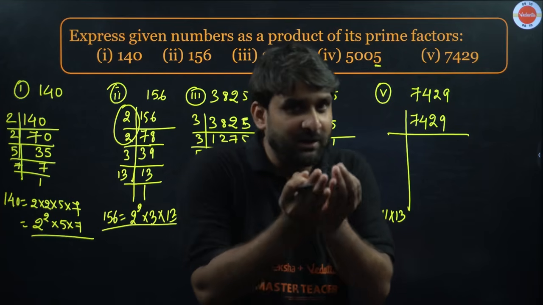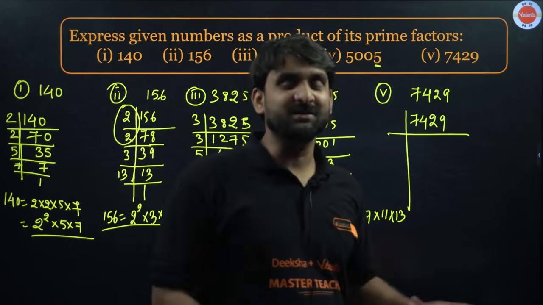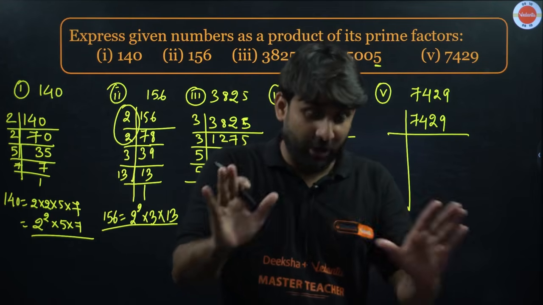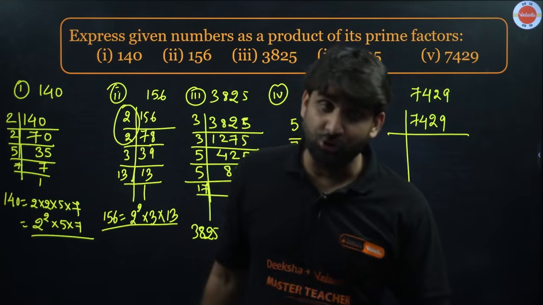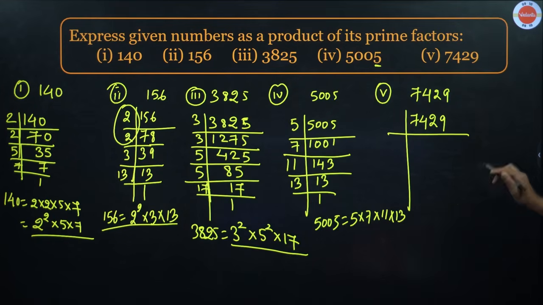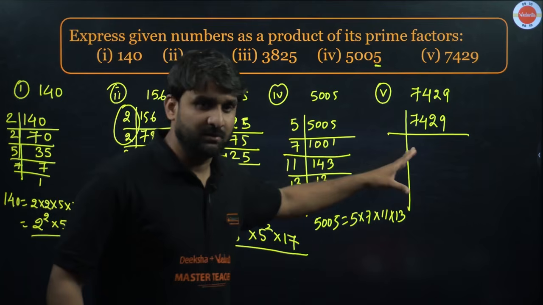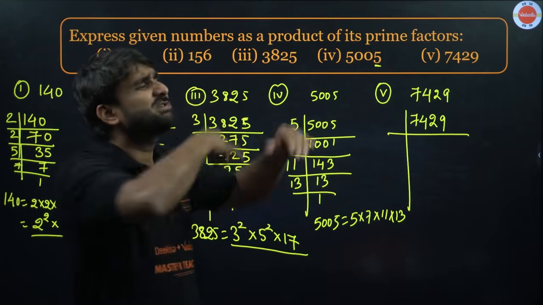There is a little bit of chance that 3 can divide because the unit place is 9. It is not sure, it is not confirmed that 3 will divide this number. There is a little bit of chance that 3 might divide, but it is not confirmed. Let's check some more numbers.